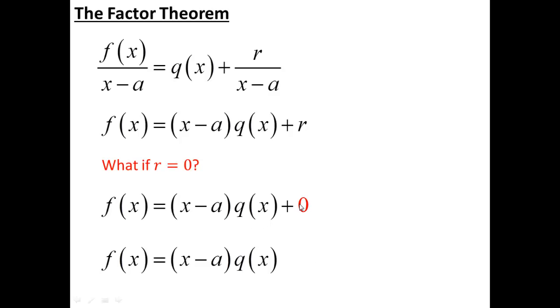So if the remainder is 0, there's nothing being added to the end of this product, that means x minus a and the quotient are themselves factors of the original function. So by dividing out x minus a, finding that the remainder is 0, that tells me that x minus a is a factor of f. That tells me that the quotient is a factor of f.